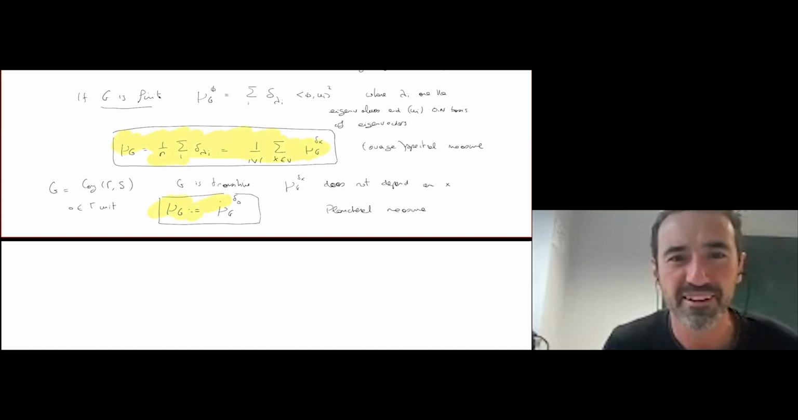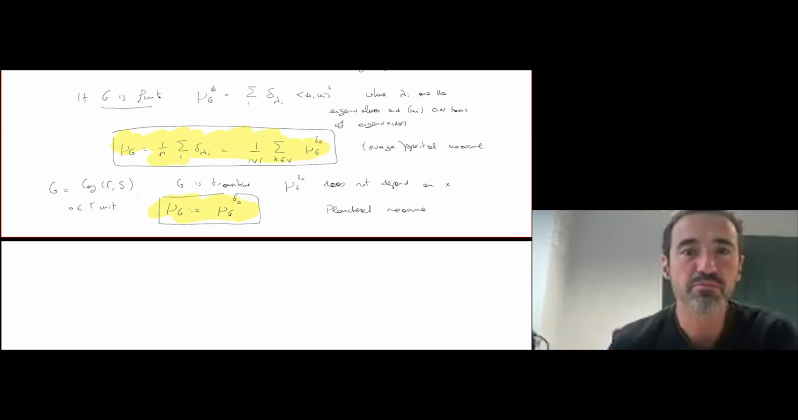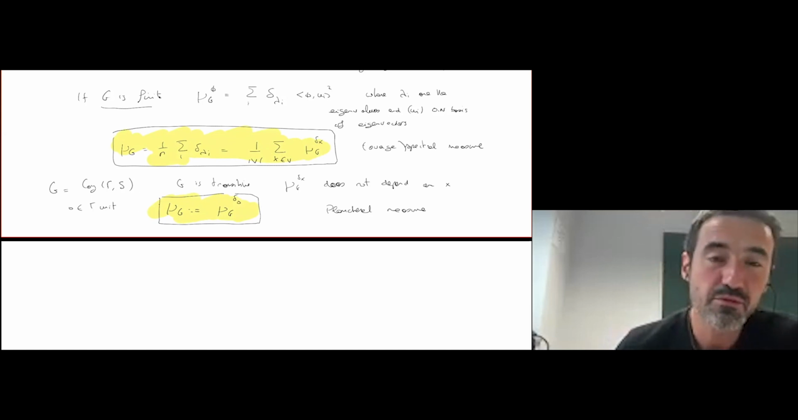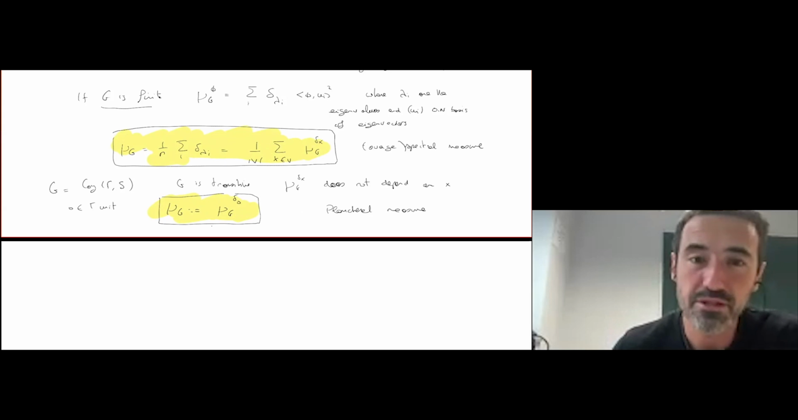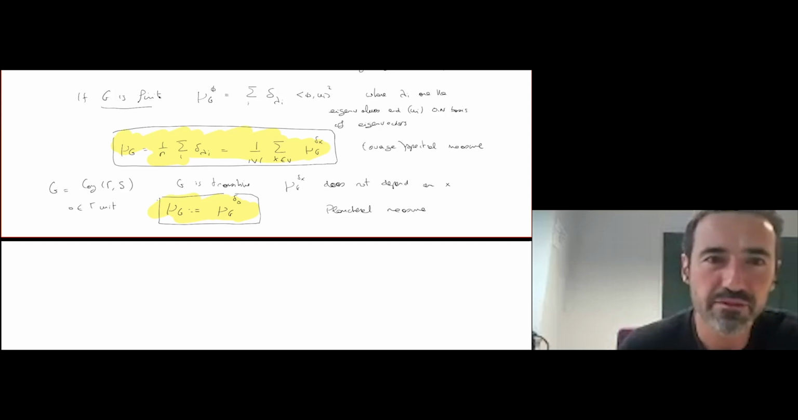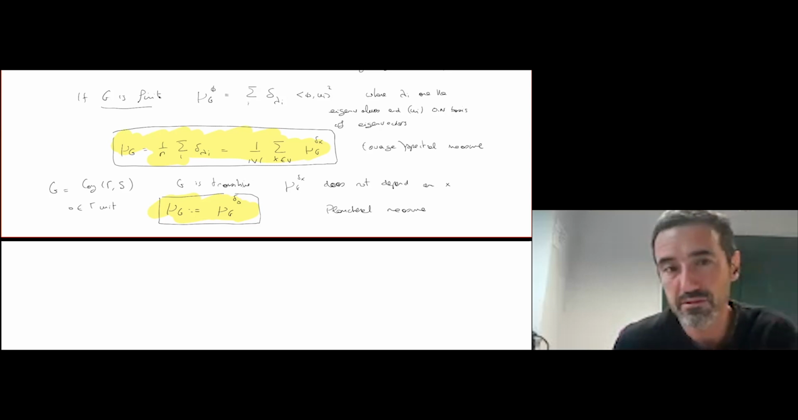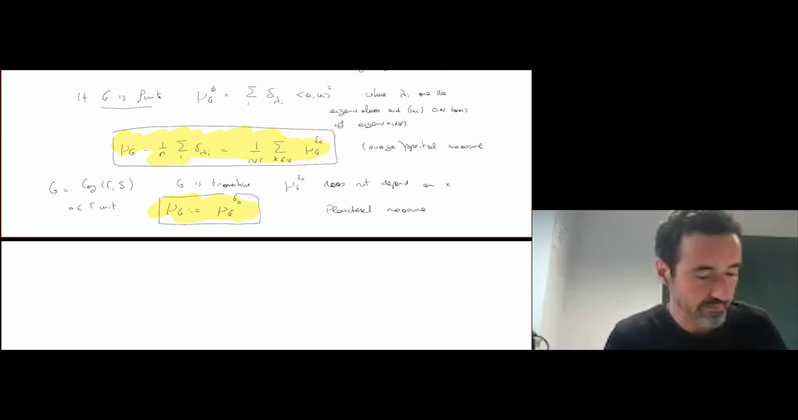Okay, so if the group is finite, then both definitions coincide, because of this remark that mu G of delta x does not depend on x. So defining the average spectral measure in this way or this way is consistent when you have a finite Cayley graph.